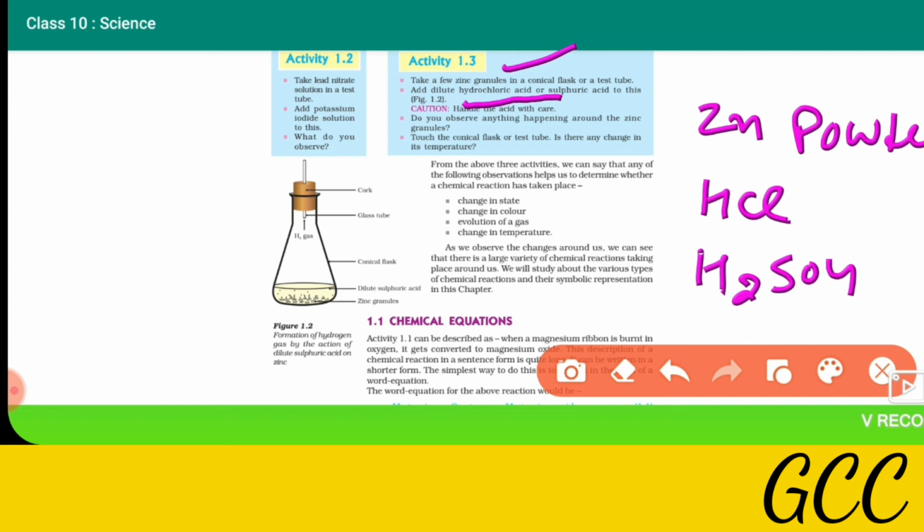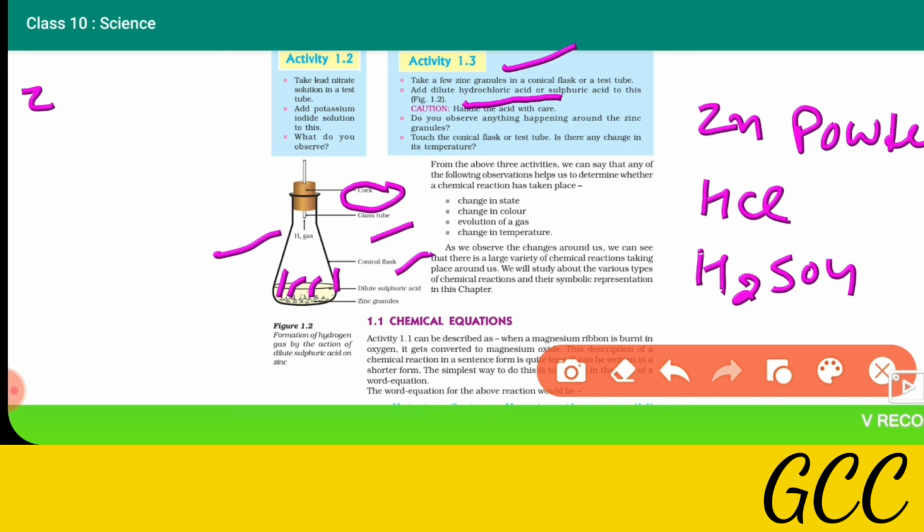Then they are asking you, do you observe anything happening around the zinc granules? Touch the conical flask or test tube. Is there any change in the temperature? That thing we have to study. Might be you have seen there is one diagram in front of you. This is a conical flask. One cork is there, and this is the one glass tube we have drawn. In the conical flask we have added dilute H2SO4. You might see these bubbles, a little bit of bubbles are there. These bubbles are showing some gas is coming out.